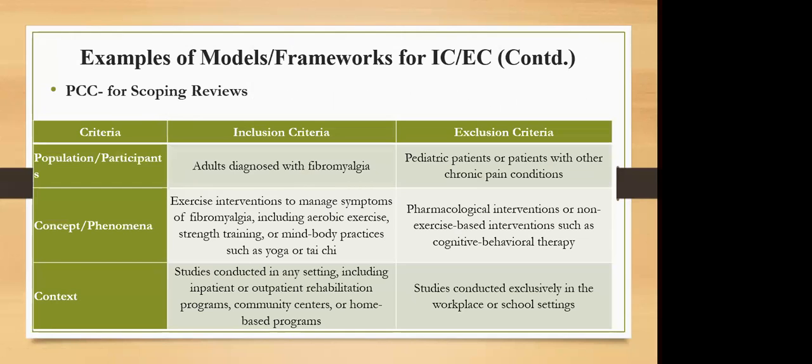Now, let's assume we want to do a scoping review. An inclusion and exclusion criteria is also very, very paramount for a scoping review. For a scoping review, we have a model that is appropriate for formulating our inclusion and exclusion criteria, and that is what we know as the PCC framework.